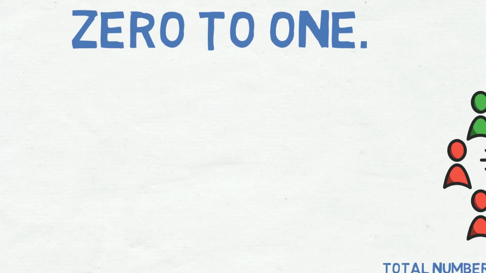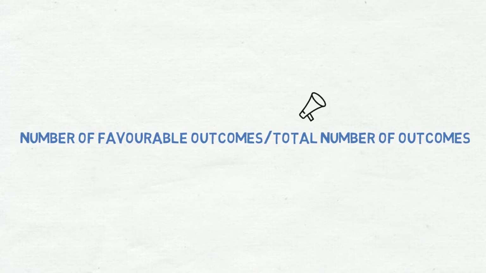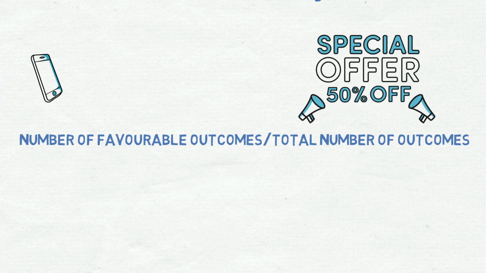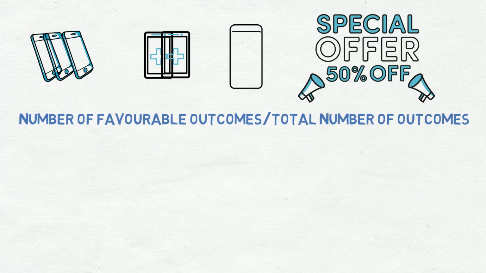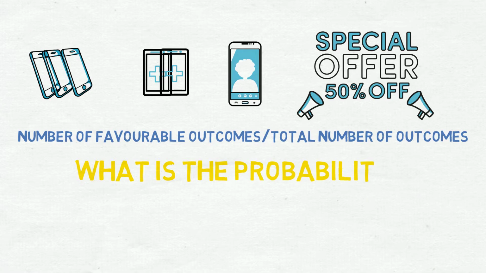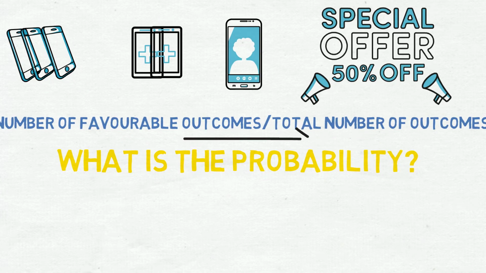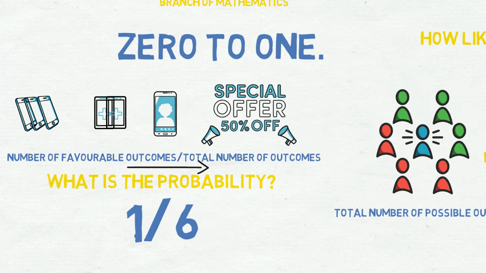The formula of probability is number of favorable outcomes divided by the total number of outcomes. Let's see some examples. Let's say there are 6 phones in a shop. 3 are iPhone, 2 are Realme, 1 is from Samsung. What is the probability of picking a Samsung phone? Let's use the formula. Number of favorable outcomes divided by total number of outcomes. In our case, it will be 1 divided by 6.